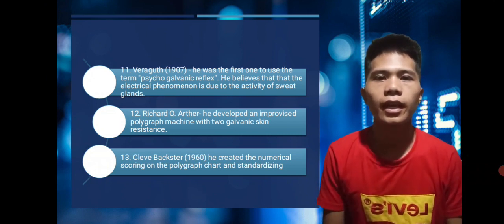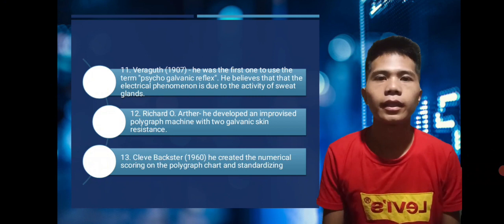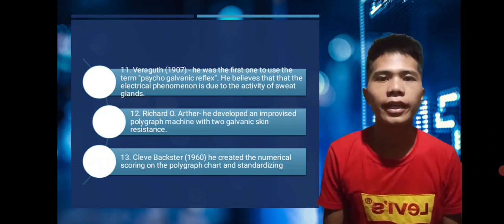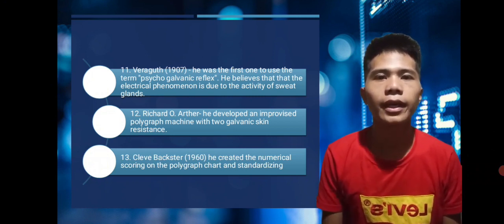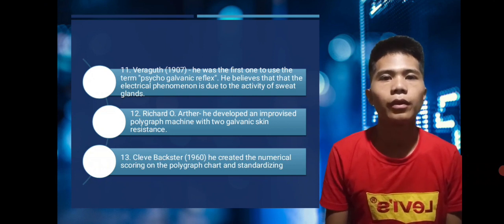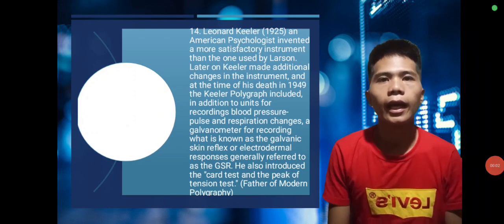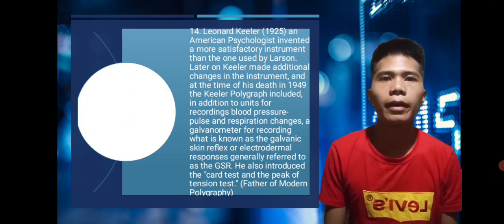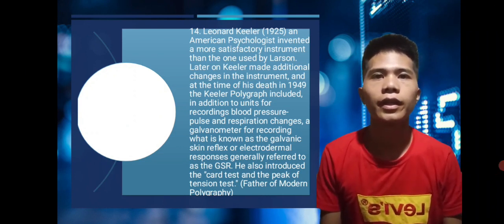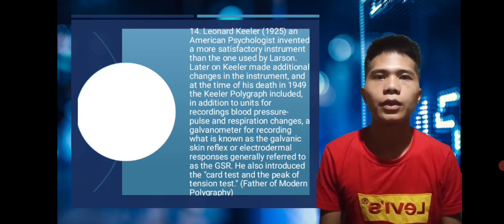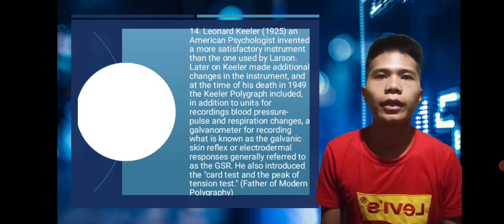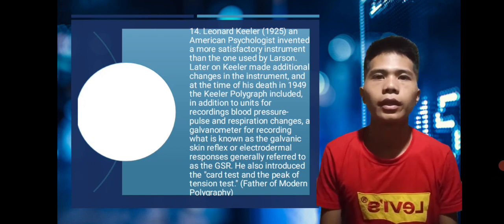Next is Cleve Backster. 1960, he created the numerical scoring on the polygraph chart and standard. Leonard Keeler. In 1925, an American psychologist invented a more satisfactory instrument than the one used by Larson.